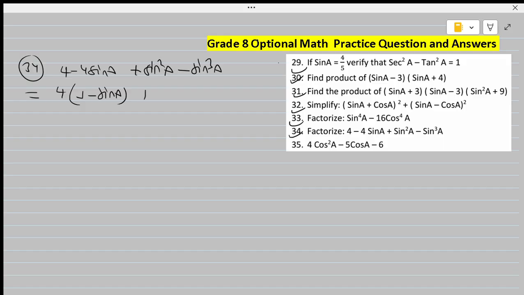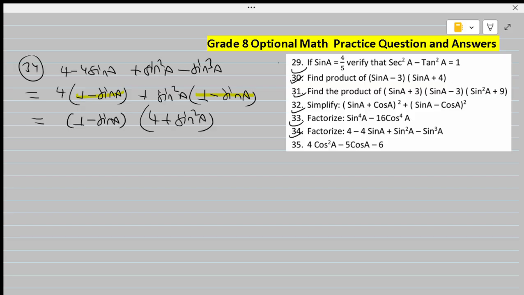And from sine square and sine cube you can take sine square A common, and then 1 minus sine A will be there inside the bracket. These two 1 minus sine A being the same, we can take them common. So from the first 4 remains, from the second sine square A. So 4 plus sine square A and 1 minus sine A is the factorization of this expression. The last one now, 35.